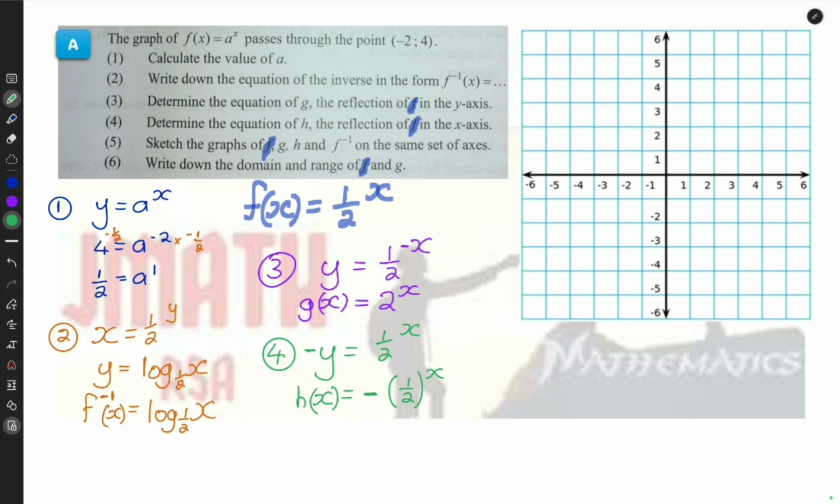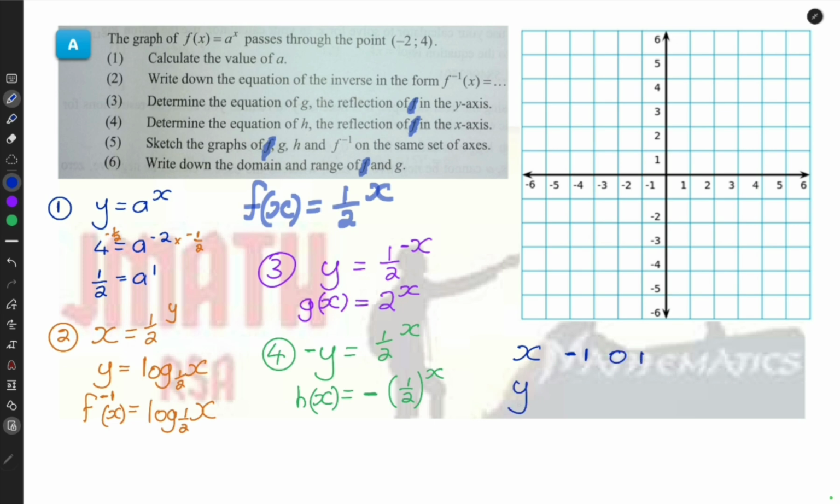So there, I got all the equations they were talking about. Now question 5 says sketch all of those equations. What I'm going to do is only the table method for my original f(x) function. So I'm going to say x is minus 1, 0, and 1. And you can do this on your calculator.